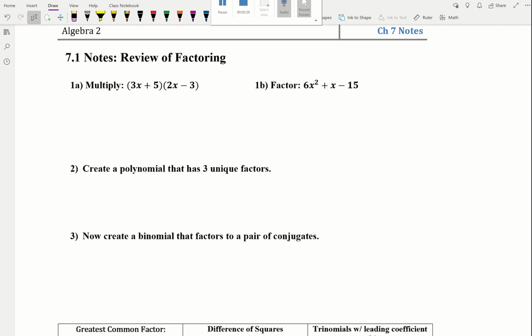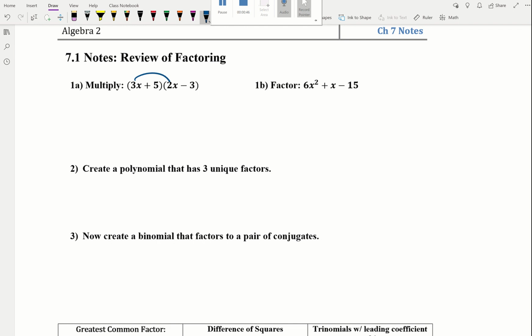So we're going to start off with examples 1a and 1b, where 1a is going to ask us to multiply two binomials. So what you want to remember is to distribute. Pause the video. I would try it on your own to make sure you get it, and then you can follow along from there. So we're going to start by distributing 3x.